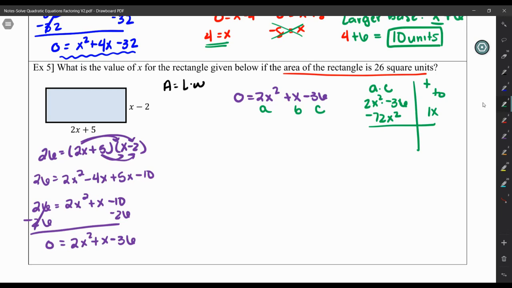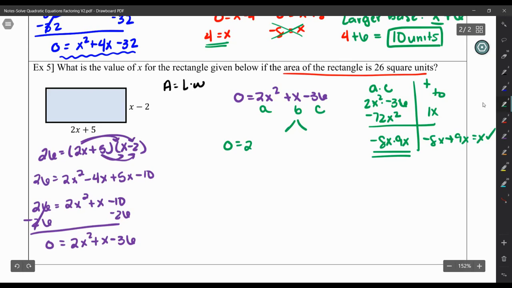Pause the video, see if you can find your two numbers. And you should have had negative 8x and 9x to be your two numbers. So now use those to split apart B, like this. And now's where you're going to continue factoring. You're going to split this in half, look at the first two only, and then the last two only. So see if you can figure out the value of x. Pause the video and finish solving the problem.